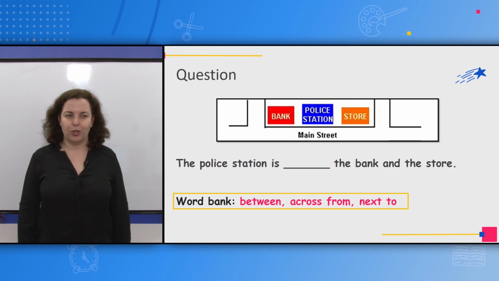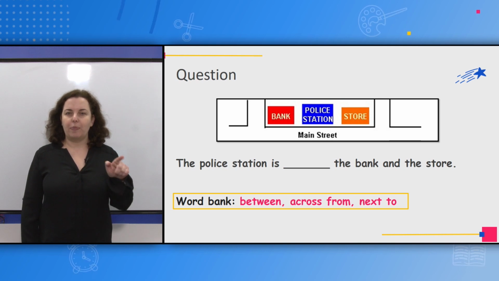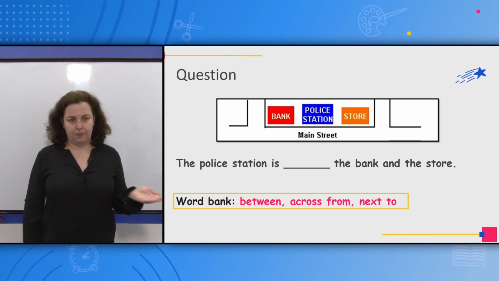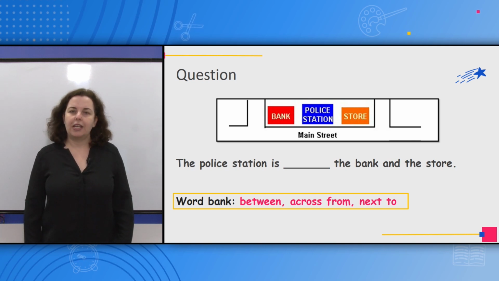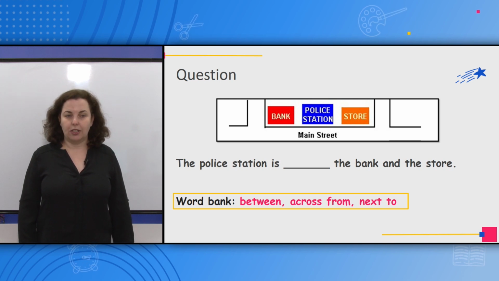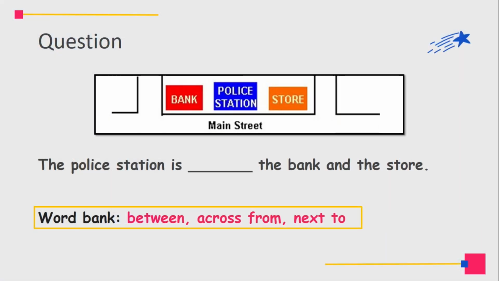Now I have a question for you. From the word bank below, you have between, across from, and next to. Can you find the answer to this sentence here? The police station, look at the map. The police station is the bank and the store. What do you think the answer to this is? The police station is the bank and the store. Is it between? Is it across from? Or is it next to?